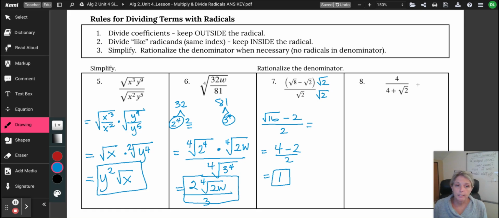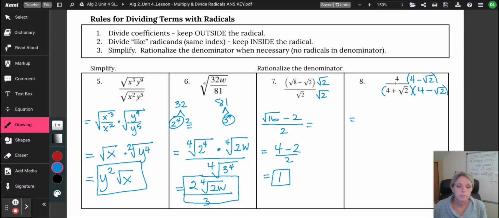Okay, same thing for number 8, but notice there's an addition sign. So I can't just multiply by the square root of 2, because when I distribute that, I would still have a square root in my denominator from the 4. So instead, I'm going to multiply by the conjugate. So I'm going to multiply by 4 minus root 2. If this had a minus in it, then I'd have to use the plus version. And whatever we do in the denominator, we also have to do in the numerator.